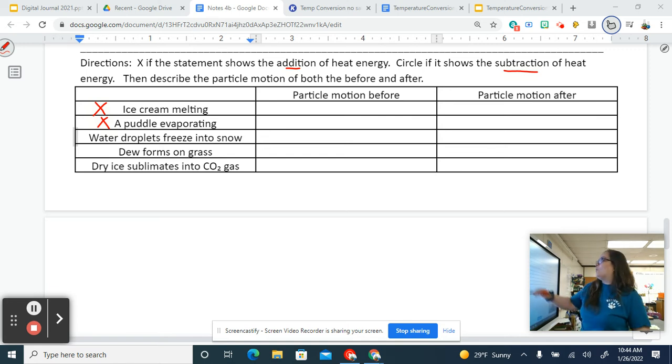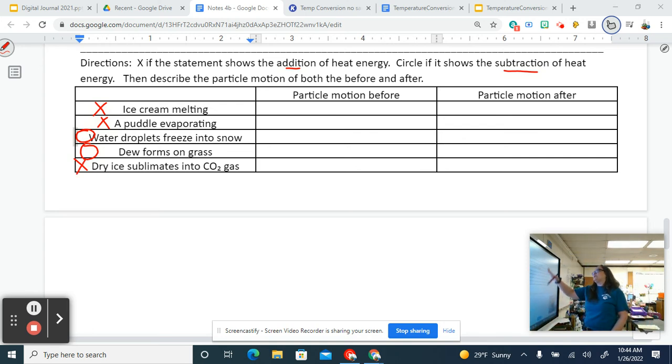Okay, so water droplets freeze into snow. We're going from liquid to solid, so that's subtracting. Dew forming on grass is water condensing from a gas in the air into a liquid on the leaves, so that's subtracting. And dry ice sublimating into CO2 gas is when dry ice is a solid and it goes straight to a gas. There's no liquid form. But if we're going from a solid to a gas, that means we are adding heat energy.